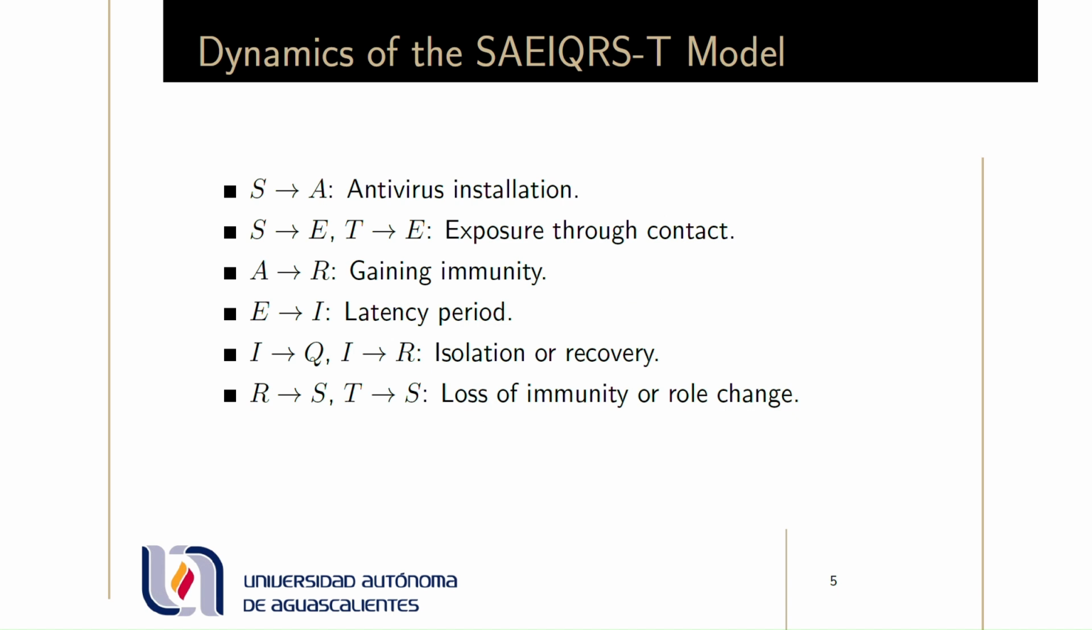These are the transitions between the compartments: from S to A, antivirus installed; S to E, exposed due to contact; A to E, protection is not effective; E to I, infection begins; I to Q, devices are isolated; Q to R, recovered; R to S, immunity is lost because the antivirus is updated, change of software or change of operating system; from T or to S, the node changes its role.